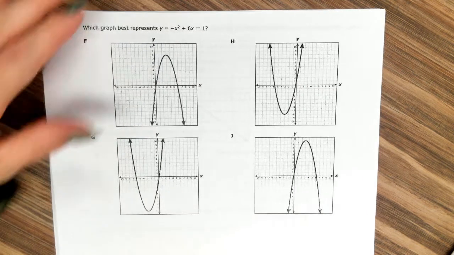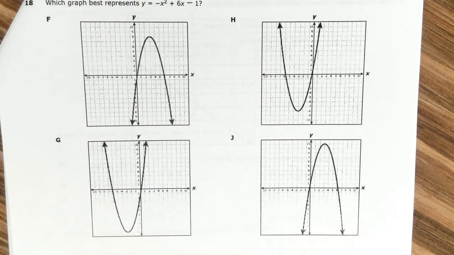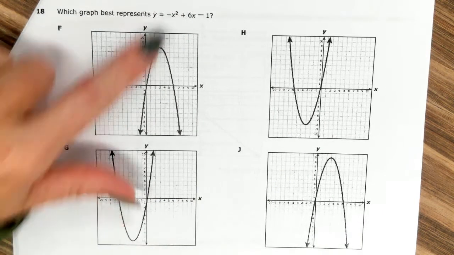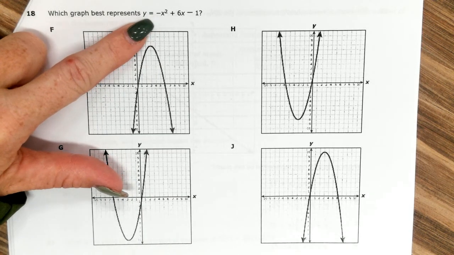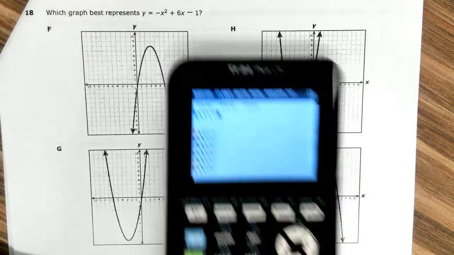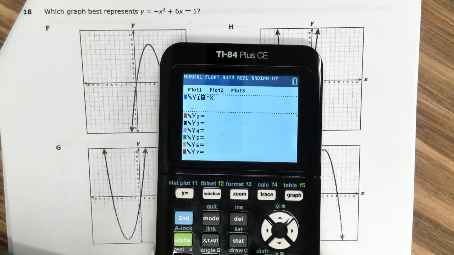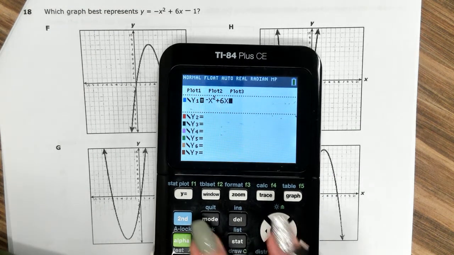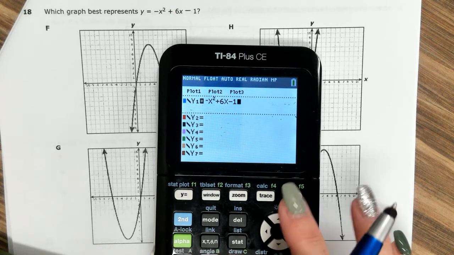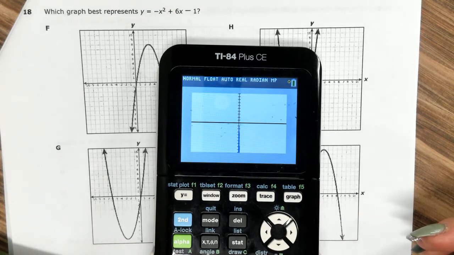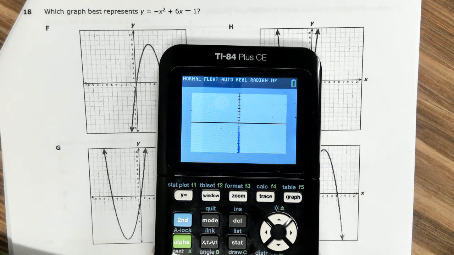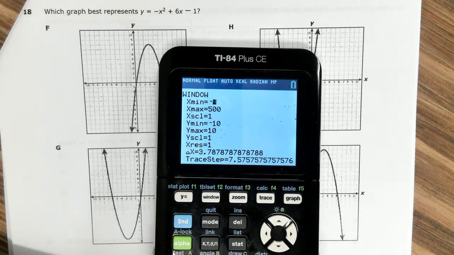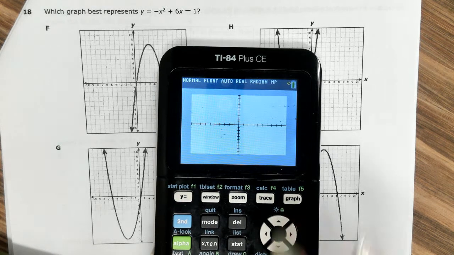Number 18, same thing. I would want you to go put that in your y equals button. So negative x squared plus 6x minus 1. If you hit graph, it'll show you. But why can't I see it? Good, my window. So if I reset it to -10 and +10, see how now I can see which way the graph is going.